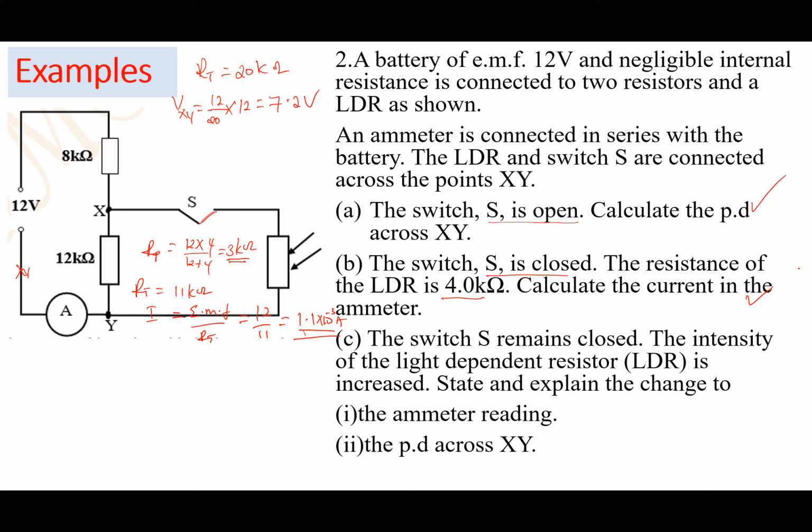The switch S remains closed. The intensity of the light dependent resistor is increased. So light intensity increases. State and explain the change to the ammeter reading.